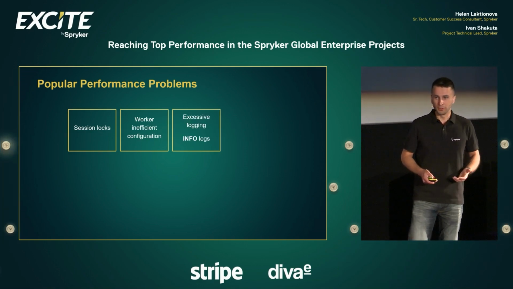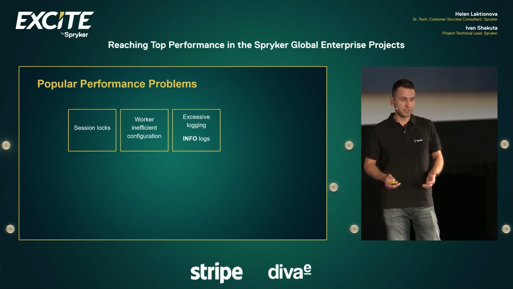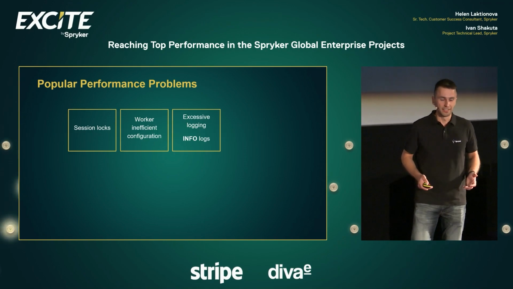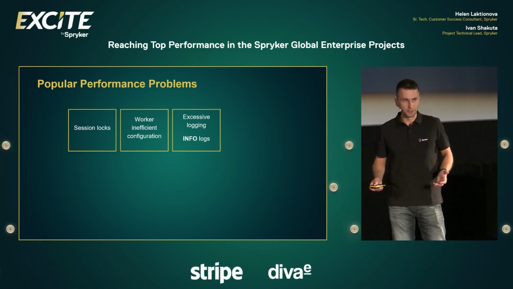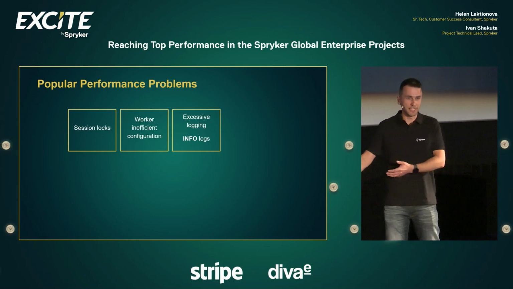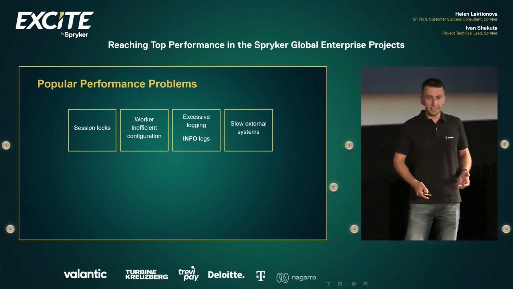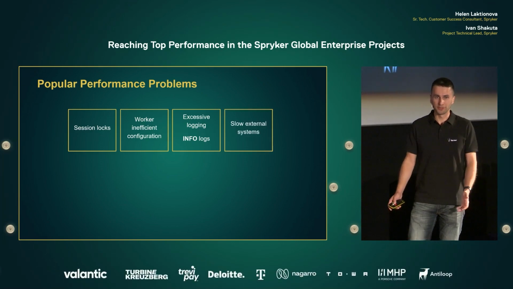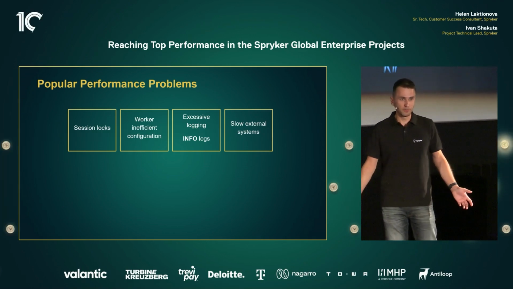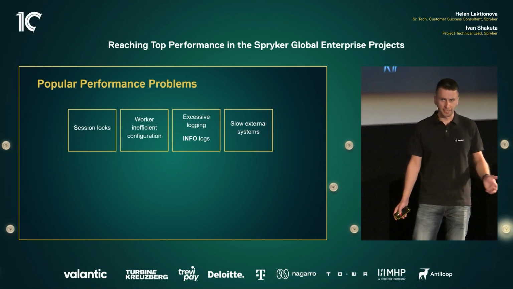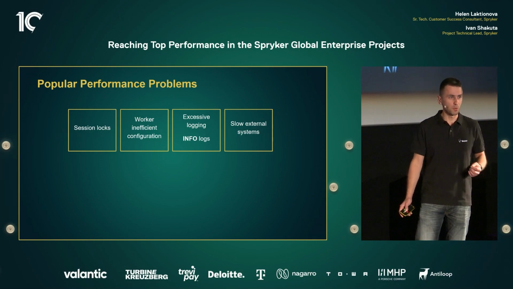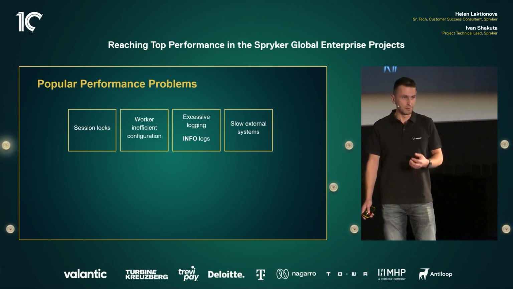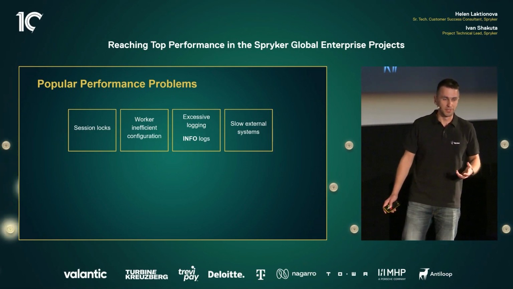Then the info log, that's maybe very simple, but we see it a lot. It can consume up to 99% of your background job process, and basically the system spends a lot of time just dumping text that nobody will read. And the slow external systems. That could be obvious things like payment gateways, shipping, tax calculations. The problem is when you are calling those systems. Better not to do it in a web scope.